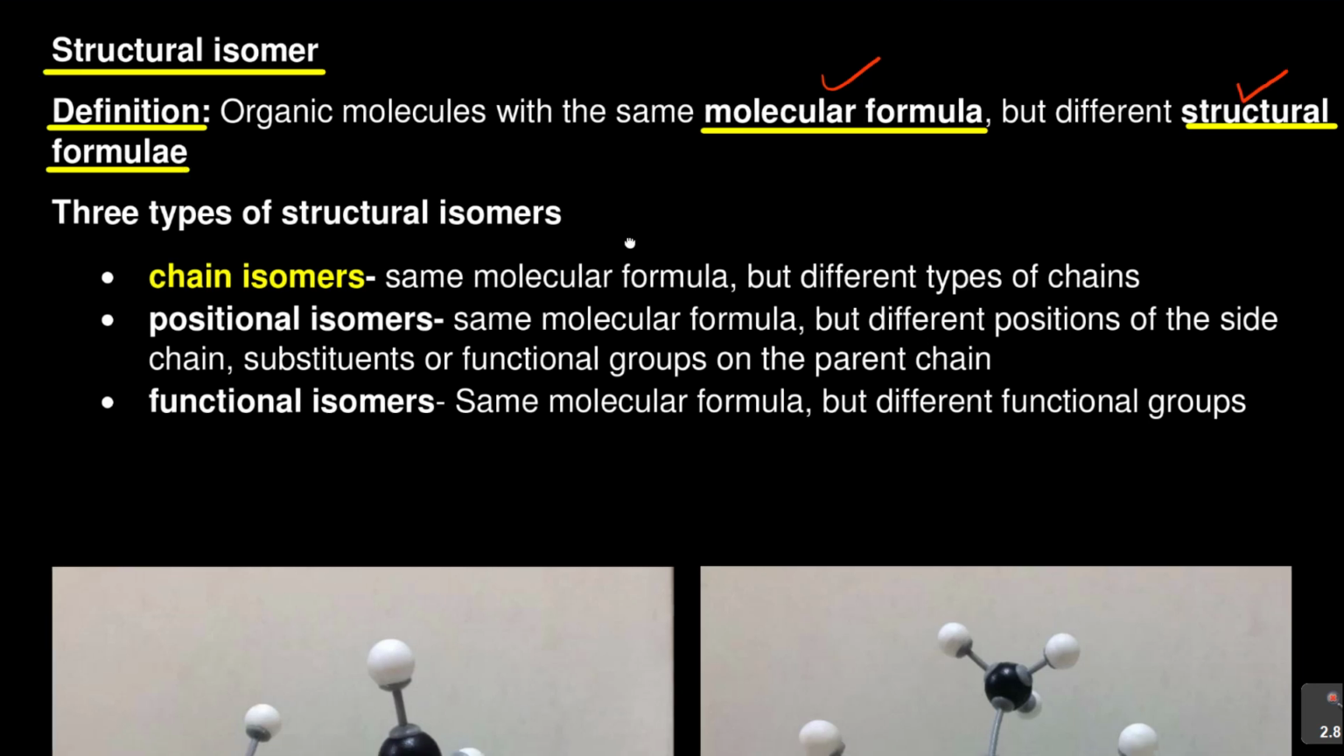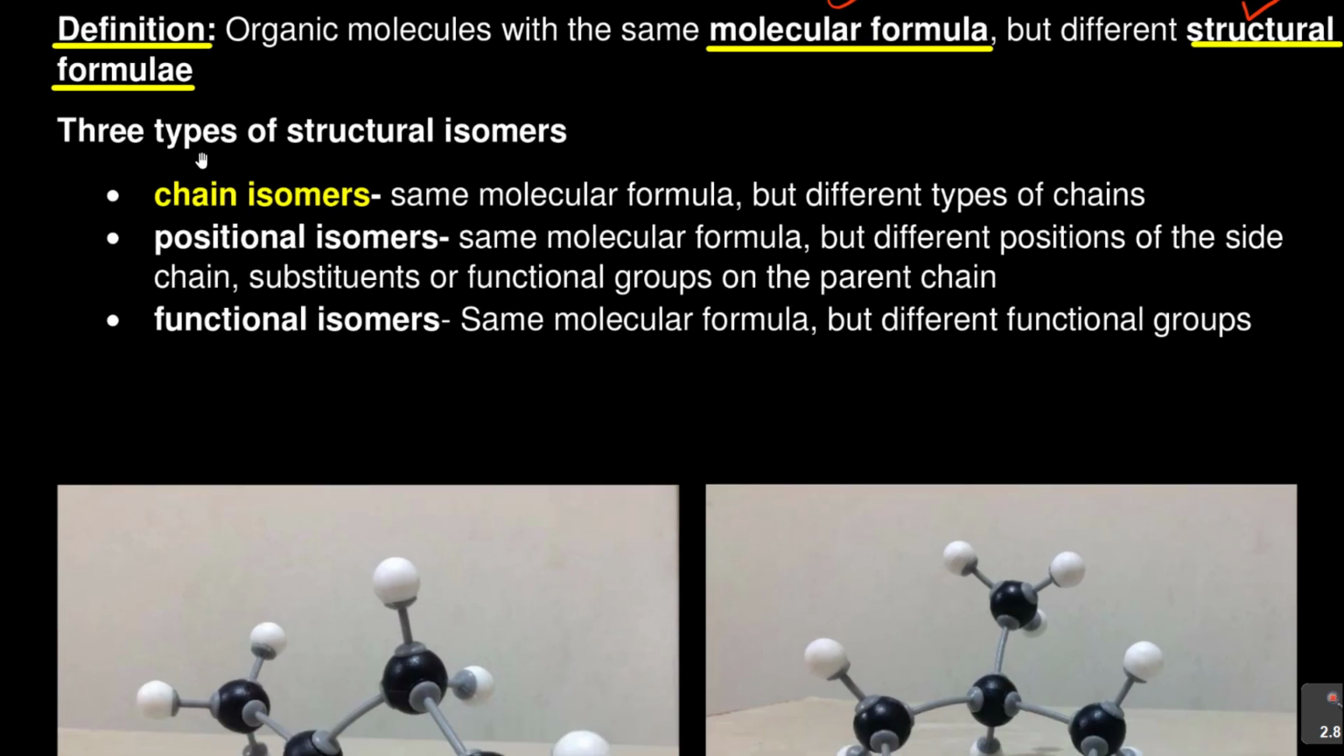We'll make some examples. There are three types of structural isomers that you need to know in your study. The first type of isomer is the chain isomer. What is a chain isomer? It has the same molecular formula, remember, but it has different types of chains. That's what makes it a chain isomer.